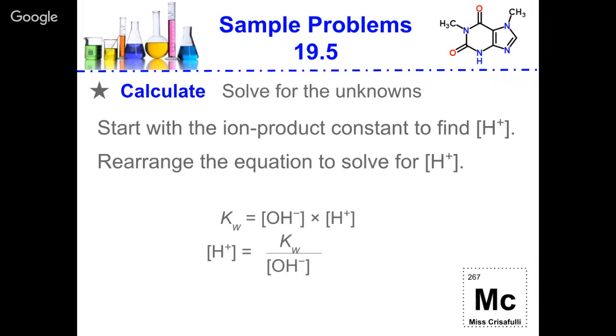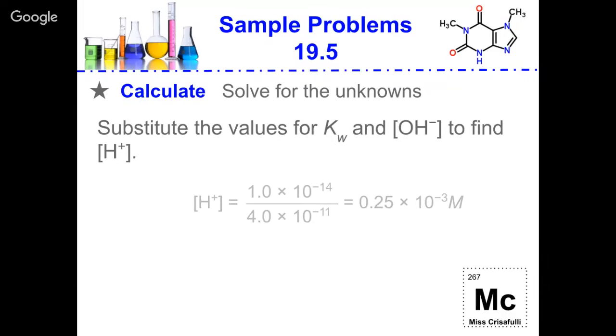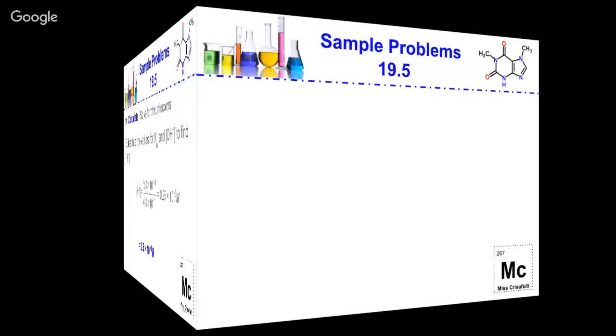So H plus in this case is going to be our Kw divided by our OH minus concentration. Then we're going to plug in our values. So 1.0 times 10 to the minus 14th. Remember, that is Kw. That is a constant. That number is never going to change. And we're going to divide that by our OH minus concentration. And we're going to get 0.25 times 10 to the minus 3rd moles, or 2.5 times 10 to the minus 4th is the better way to write that.